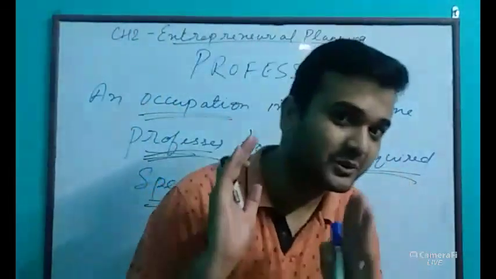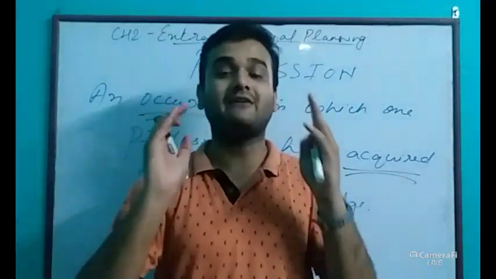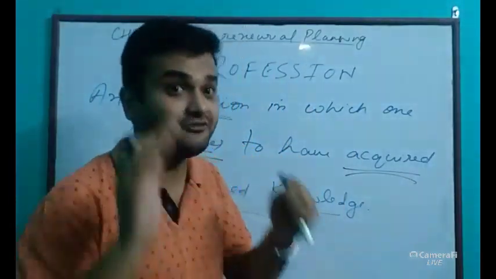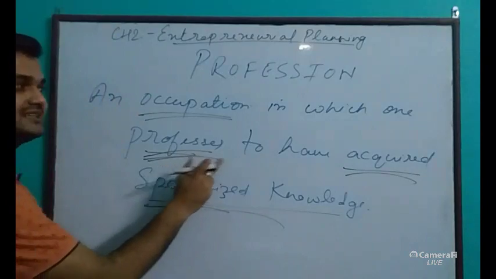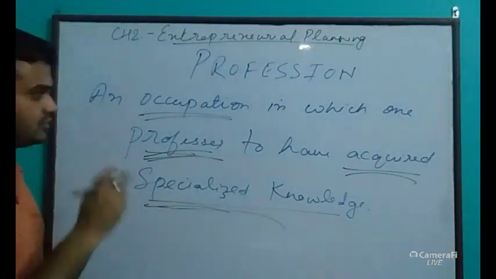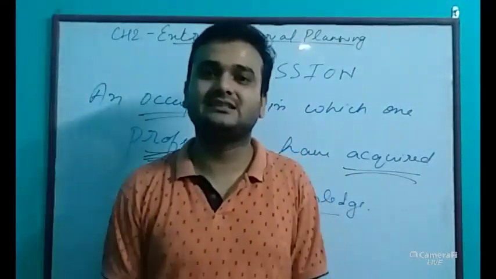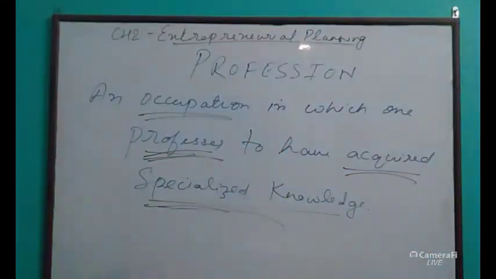Understood? So what is profession? To become that professional, you have to acquire a certain degree of knowledge. You have to profess to have acquired specialized knowledge. Clear? Copy this down. Examples you can give: doctors, lawyers, teachers, engineers. Copy this down.